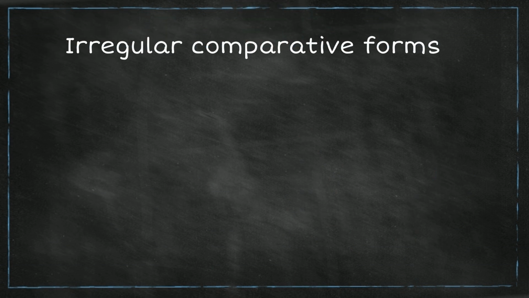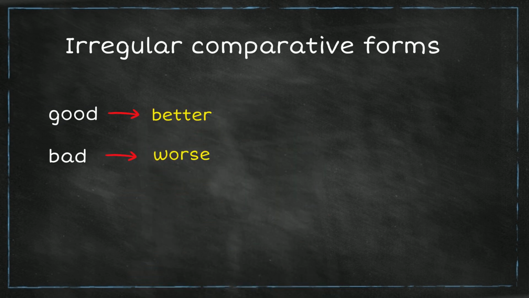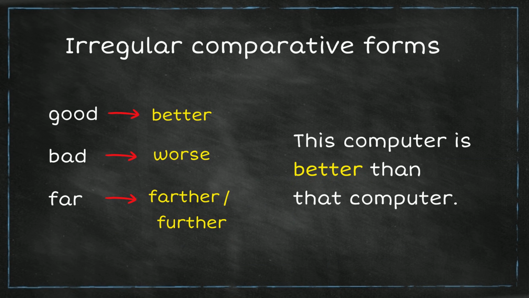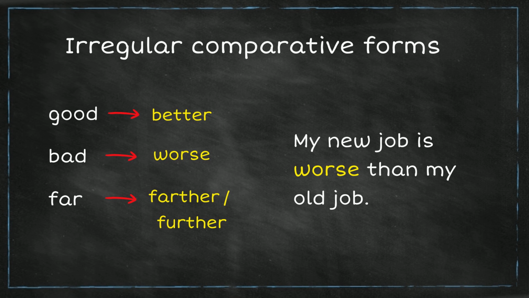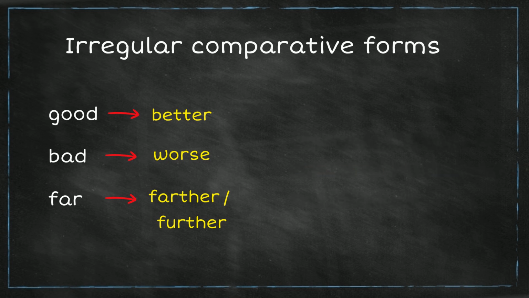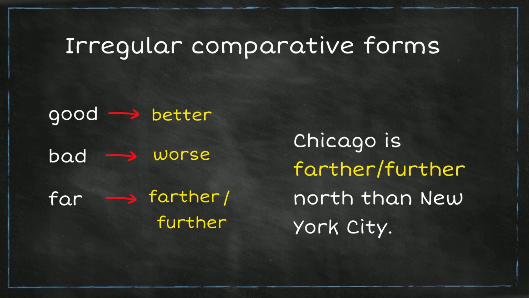Irregular comparative forms. These adjectives have irregular comparative forms. Good, better. Bad, worse. Far, farther or further. This computer is better than that computer. My new job is worse than my old job. Chicago is farther north or further north than New York City.